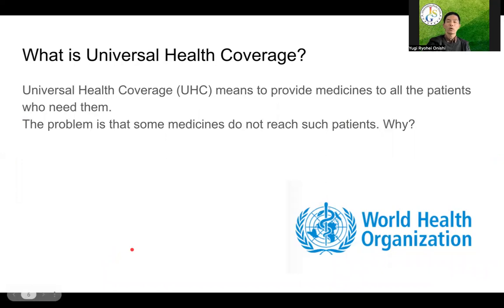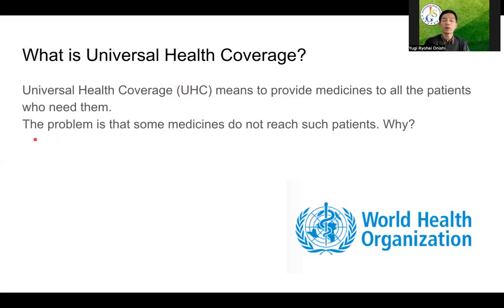Okay, so we said that we need to pay more attention to neglected tropical diseases, and we need to provide medicine to these patients who have neglected tropical diseases, right? So that's why the WHO, do you know WHO, World Health Organization, says that universal health coverage is very important. Universal means everyone, right? Health means medicines or drugs. Coverage means to provide. So universal health coverage means that we need to provide medicines to all the people who need it. Okay.